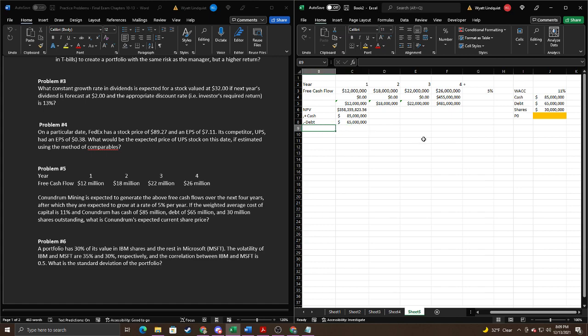And then we get the sum of this, the enterprise value, or EV. We do the net present value plus the cash minus the debt, and we get an enterprise value of 378 million and a bunch of change. I'm not going to read it out. Then we get our P0, our expected price, which is the enterprise value divided by shares outstanding. We expect about $12.60 per share going forward, 61 cents.